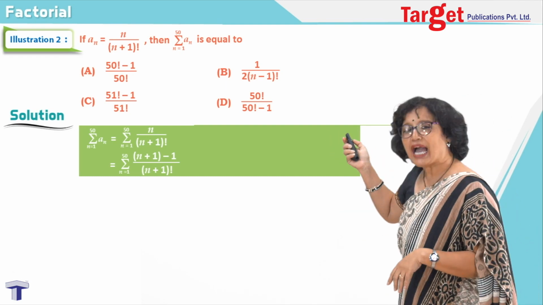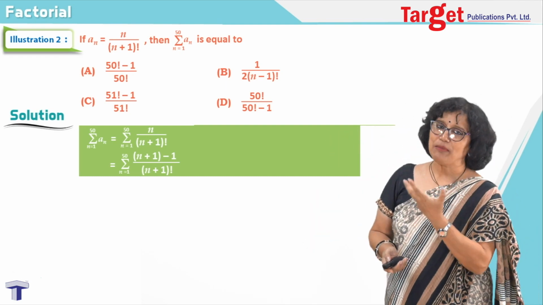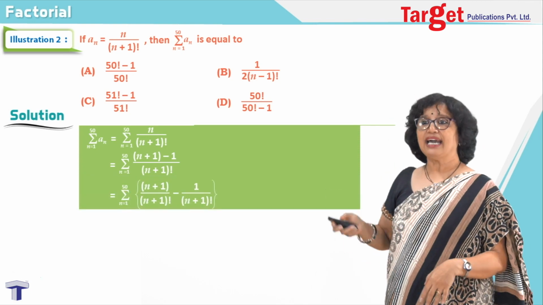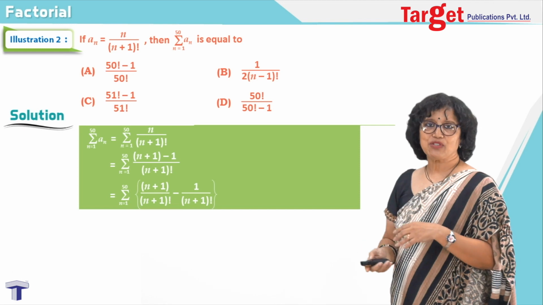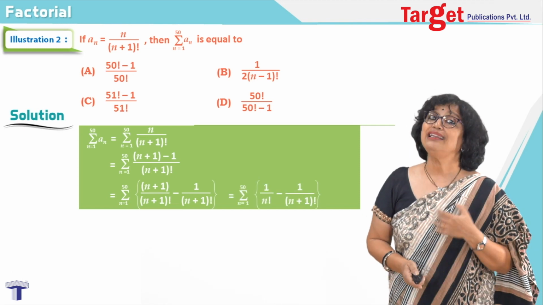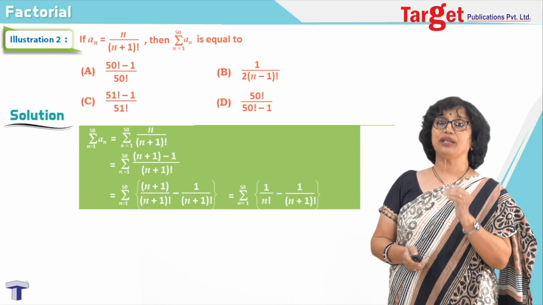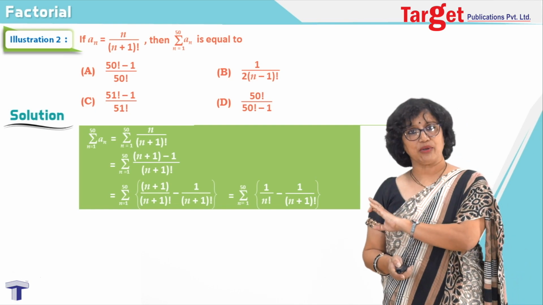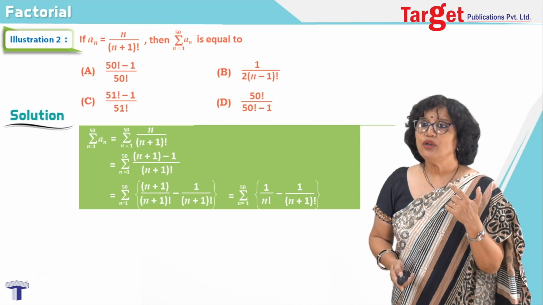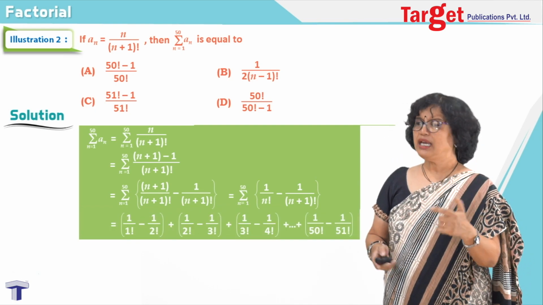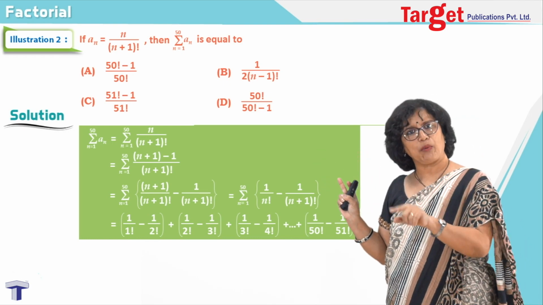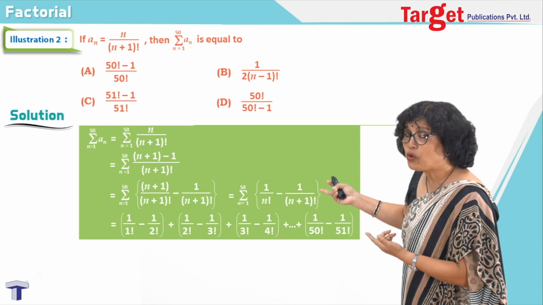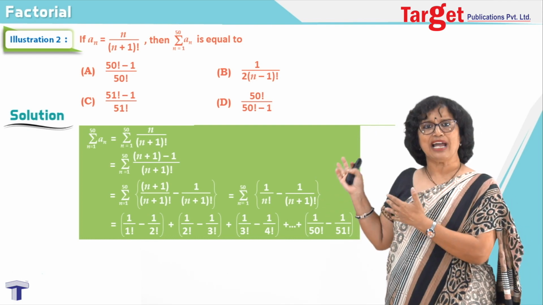Okay. So I have written it as n plus 1 minus 1, and then I split it. I write it as (n plus 1) upon (n plus 1) factorial minus 1 upon (n plus 1) factorial. And that finally leads to 1 upon n factorial minus 1 upon (n plus 1) factorial. And now, you start giving values to n, and you will see something like this: 1 upon 1 factorial minus 1 upon 2 factorial. Next would be 1 upon 2 factorial minus 1 upon 3 factorial, and so on.